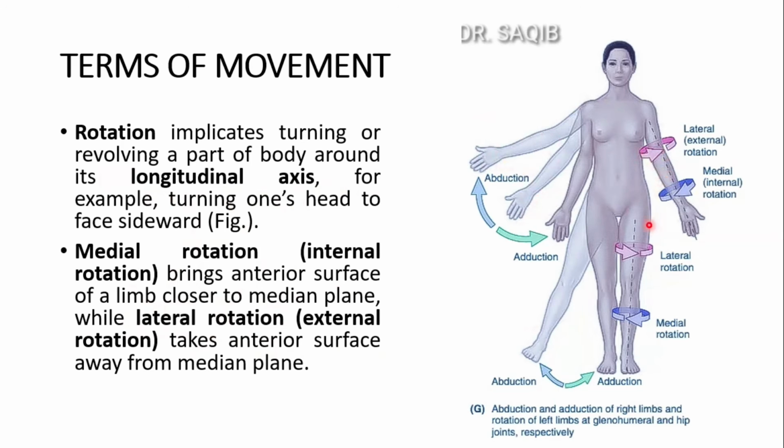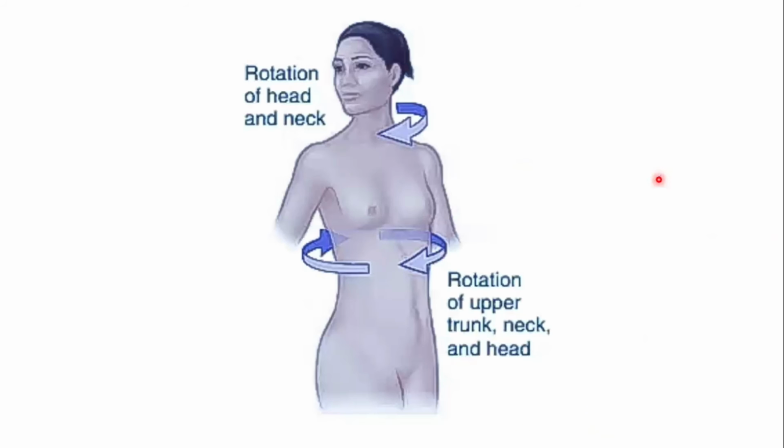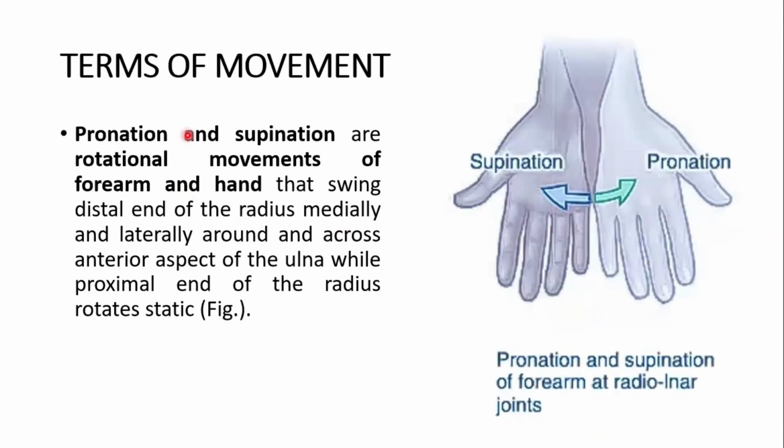On this left side is shown the rotation. This is the lower limb. Here you could see this is the midline of the lower limb, and this is the medial rotation, right? And this is the lateral rotation as I described here to you. And this is the upper limb. This is the midline axis of the upper limb, and this is the medial rotation, right? And this is the lateral rotation. This is rotation of the head and neck. This is the rotation of the upper trunk, neck and head. So pronation and supination are very, very interesting movements.